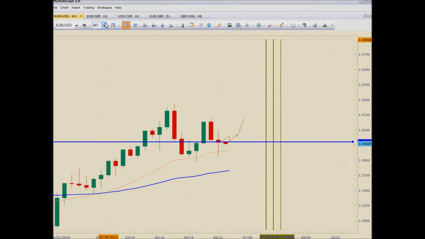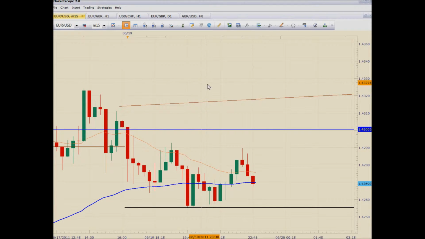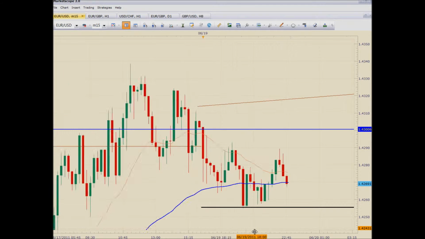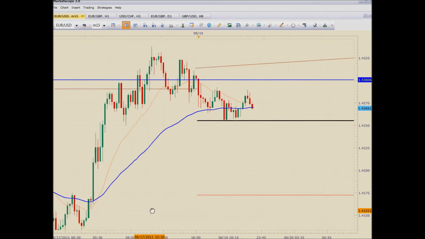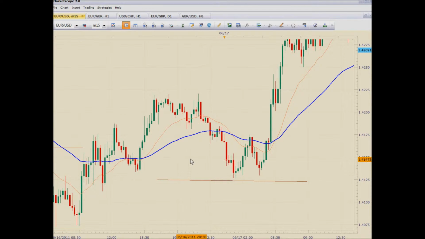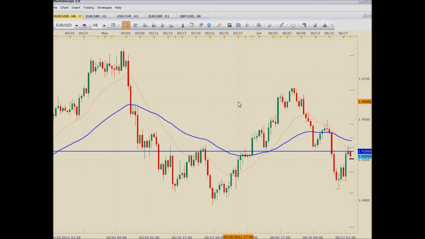Now, after I identify that, then I want to take this over to the shorter time frame to see what am I looking at this week and what can I expect for the rest of the week. So here we are on the 15-minute chart. My trade last week was this right here. Let me identify it on the 8-hour chart so I can explain it.